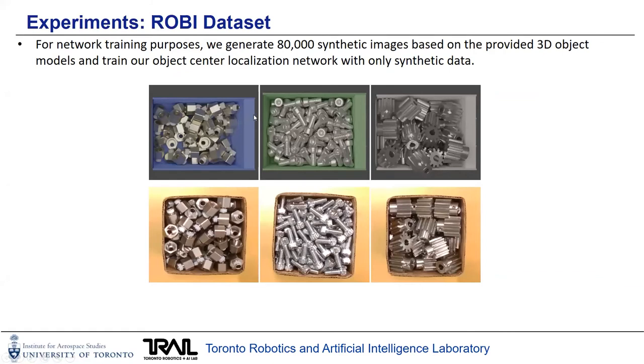Our work is basically a combination of a neural network and a traditional optimization approach, right? For our neural network training, we generate a lot of synthetic data based on the provided 3D object models. So we train our object center localizer network using this synthetic data only.